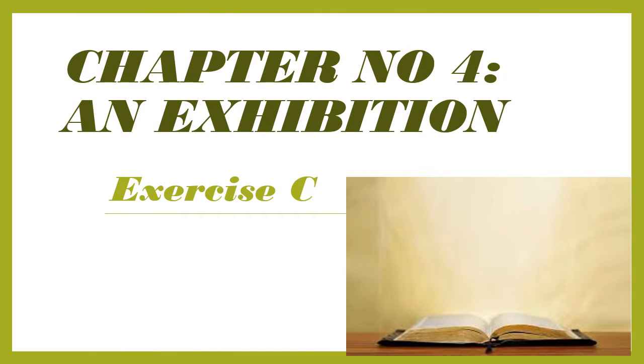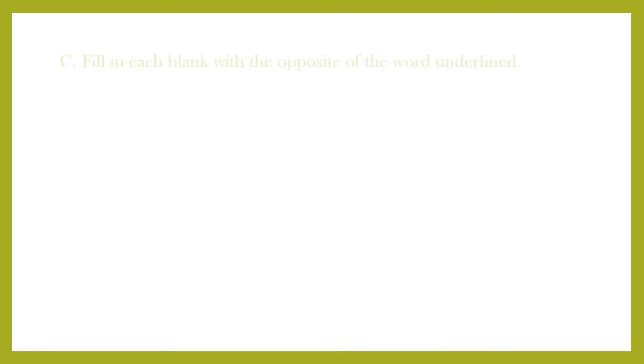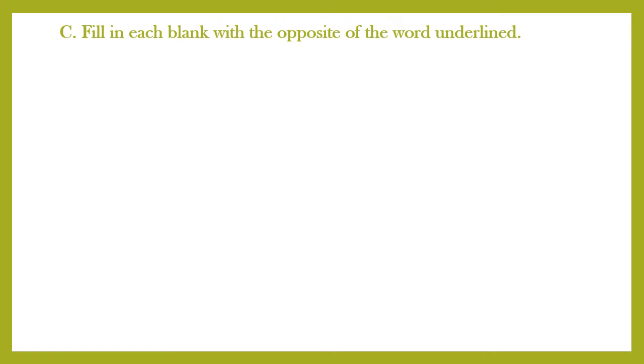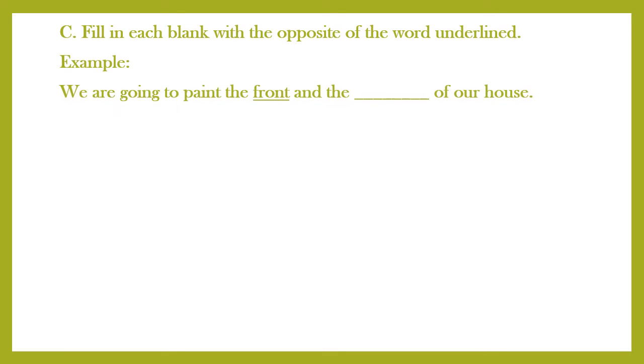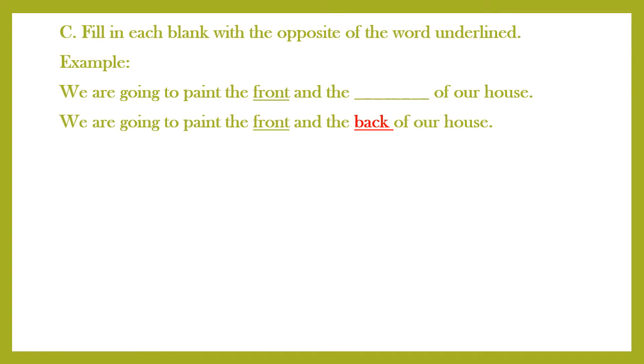Now we shall do chapter number 4, an exhibition, exercise C. This is exercise C. Fill in each blank with the opposite of the word underlined. Now a few words are underlined and we have to give their opposite. It means we have to give their antonyms. For example, we are going to paint the front and the dash of our house. The opposite of front is back, so we have to write back in the blank. So the sentence will be, we are going to paint the front and the back of our house.